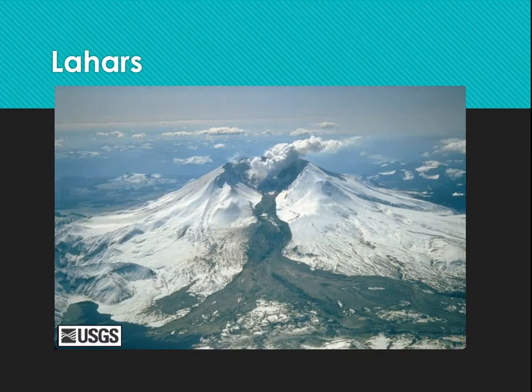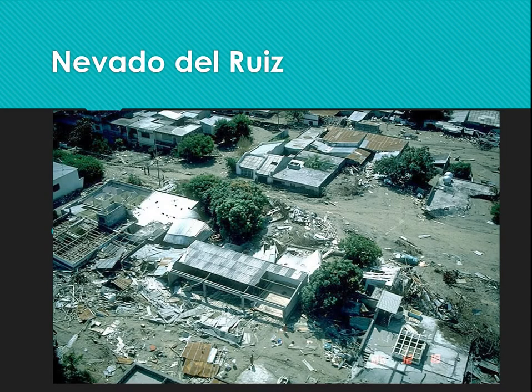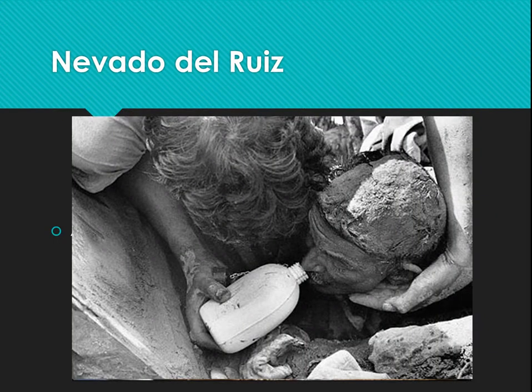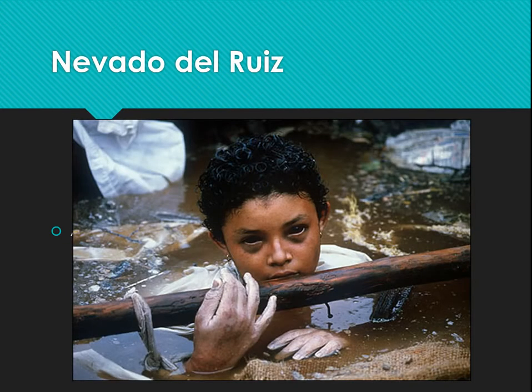And lahars actually are very, very dangerous. In 1985, there was an eruption of a volcano called Nevado del Ruiz in Colombia. The town of Armero sat at the very base of this, and a lahar covered the town and killed like 30,000 people all in one fell swoop. There are some pretty famous pictures of the victims as they were trapped there in that lahar.